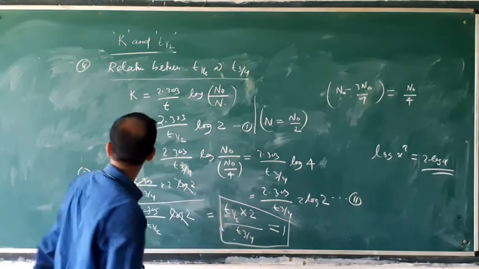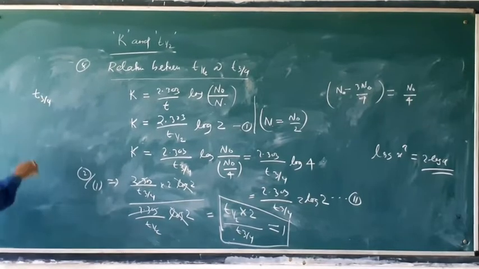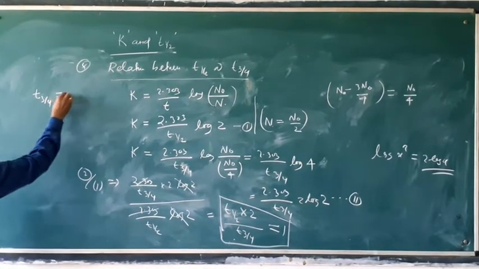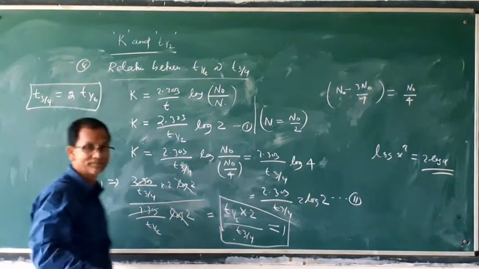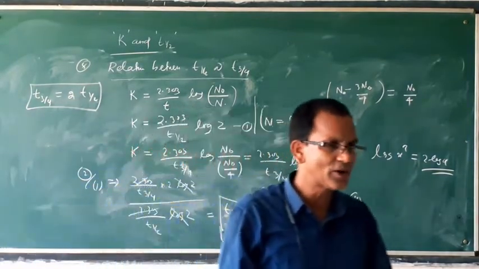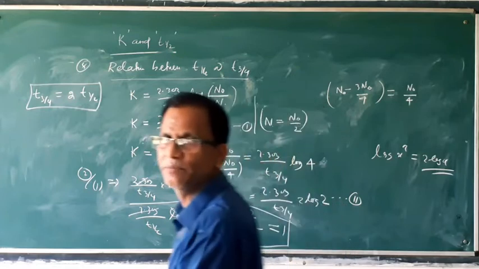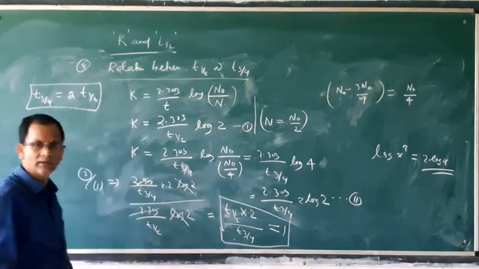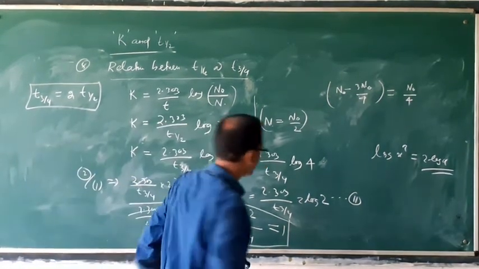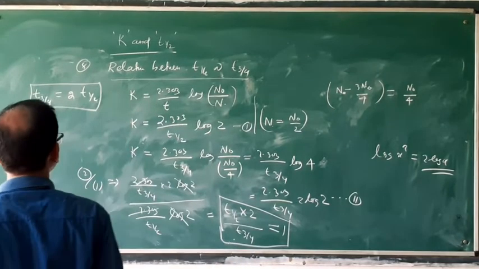So what is the relation we got? A very important relation: T 3/4 of any reaction is equal to twice of T half. It means the time taken for 3/4 completion is twice the time taken for half, 50% completion. Like this, if any time is given, you will solve it in this way. How to solve the problem? Using this.